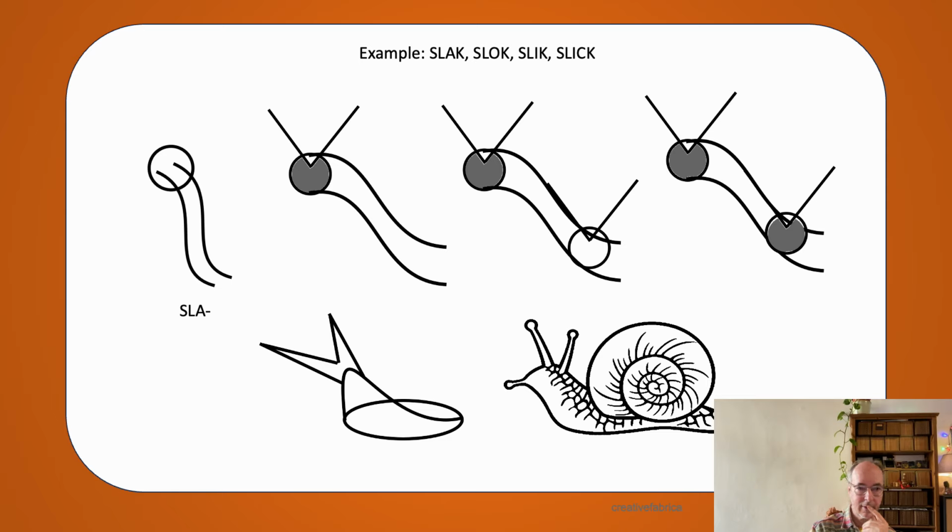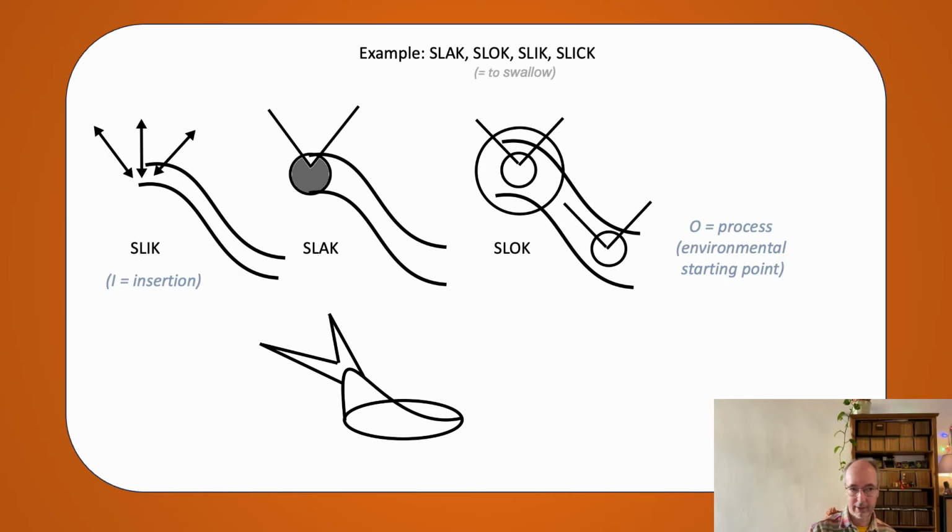Let's compare SLAK with SLOK and SLIK, and also the English word SLIK. SLOK and SLIK are Dutch words as well. SLIK has to be the E and the K combined, so something is coming in. SLAK is with a pinpointing on the head, and SLOK is starting from an environment. The O is an environmental starting point, but it's also part of a process. It's an environmental starting point of where you can follow a process.